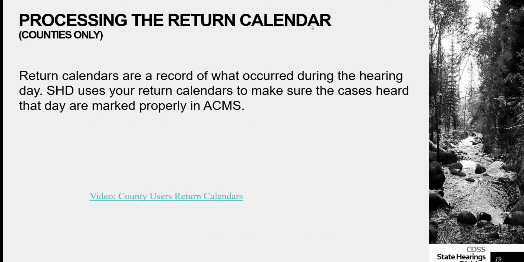Same thing with return calendar. This is for counties only, counties that hold hearings at their location. They often submit a return calendar so that we can make sure that our hearings are going as planned. They let us know what happened there on site. The judges also mark it in ACMS. And once the counties return that hearing calendar, we can compare what the judge says, what they say, and make sure everything matches up. And there is a 7 or 8 minute video on how to do return calendars for county users.